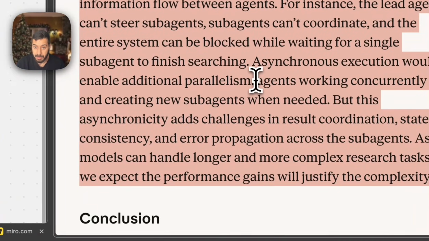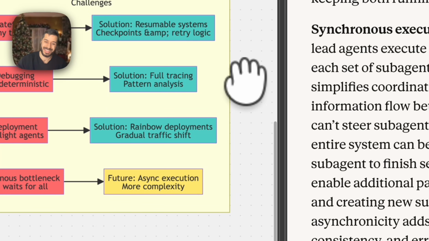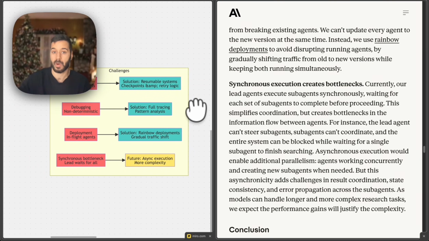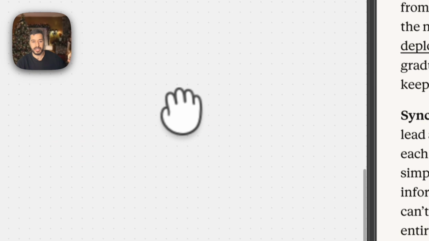Synchronous execution creates bottlenecks. Because the lead agent spawns multiple sub-agents, you want to do that asynchronously, so that while the sub-agents are running, at any moment you can spawn a new sub-agent, or conclude the answer to the user when it's ready. So you want to do all these things asynchronously. Yeah, actually that was it.